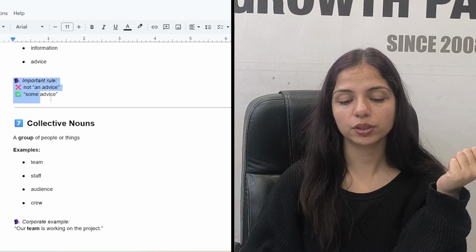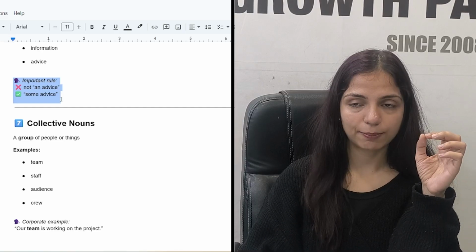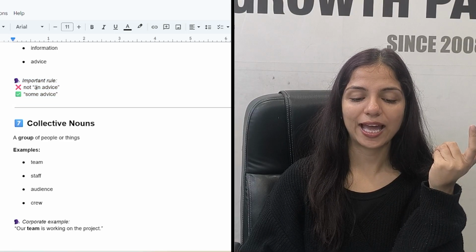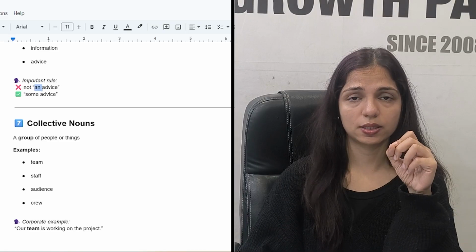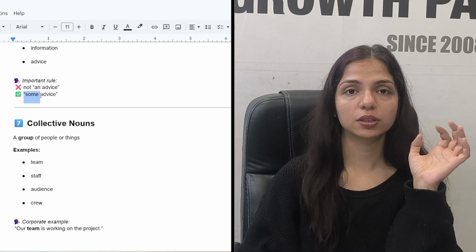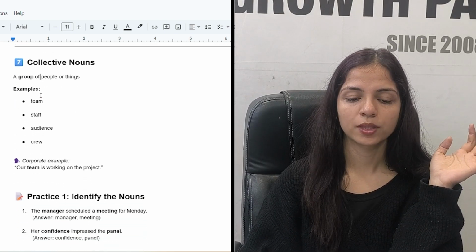What is the important rule here? That it's not an advice, it's some advice. For example, you're talking about some uncountable noun, right? So you cannot say an advice. This is the main thing, because we cannot count the advice in that way. So we will say some advice. This is a very important thing to remember when we talk about abstract nouns or uncountable nouns also.